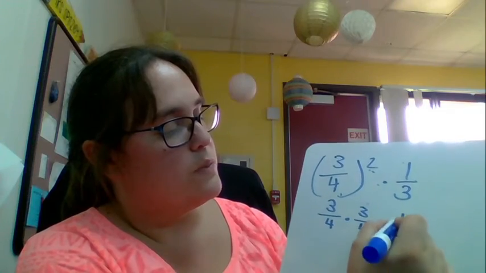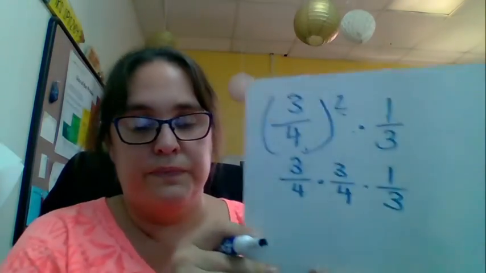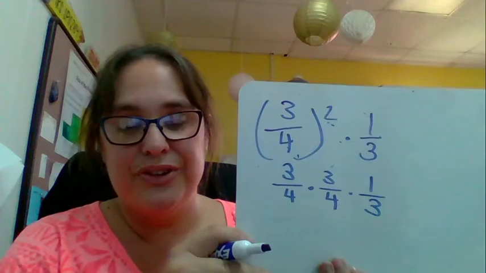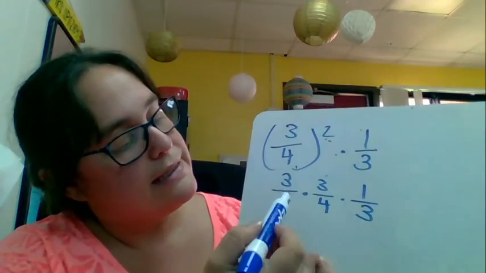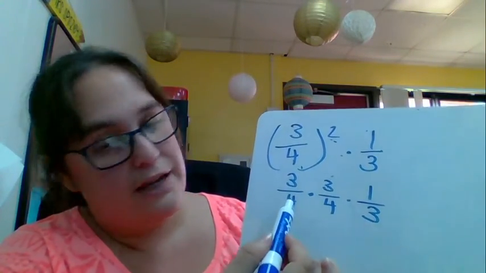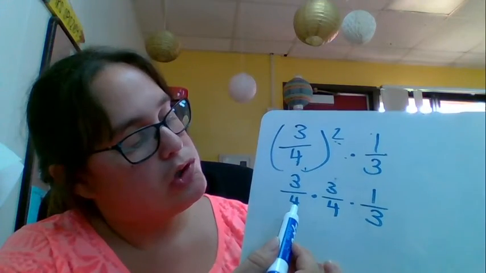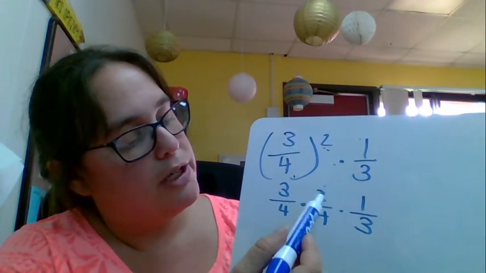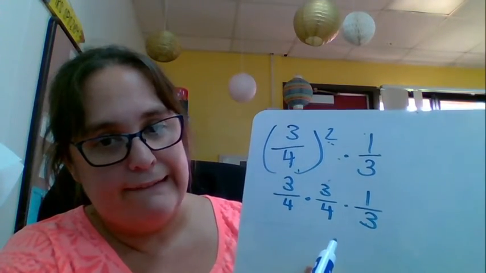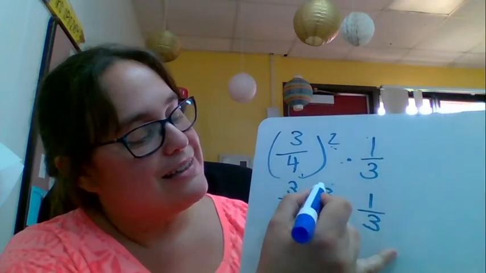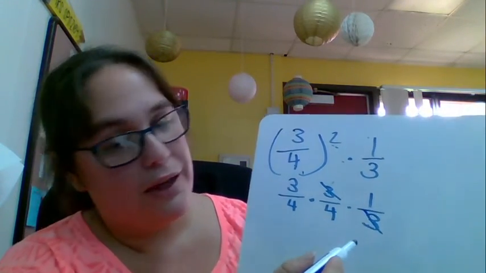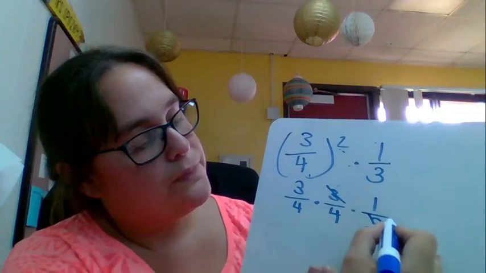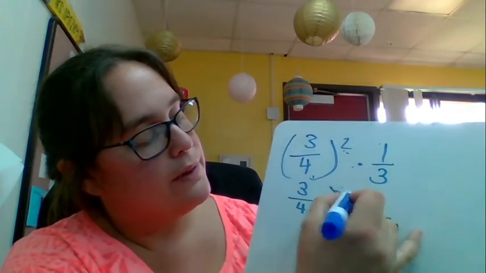3/4 times 3/4 times 1/3. It's no different than two fractions together. So let's see. Does this 3 have anything in common with the 4? No. Ooh, but what about this 3 and this 3? They do. So let's see. 3 divided by 3 is 1. Okay?